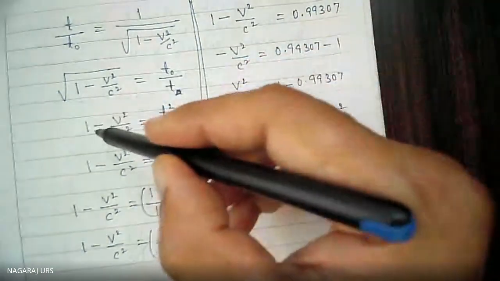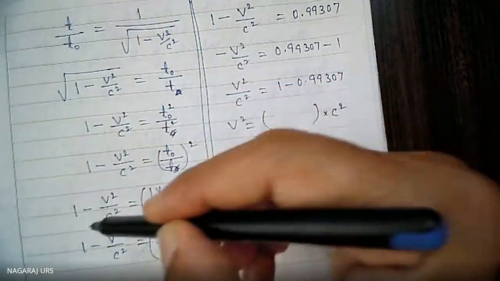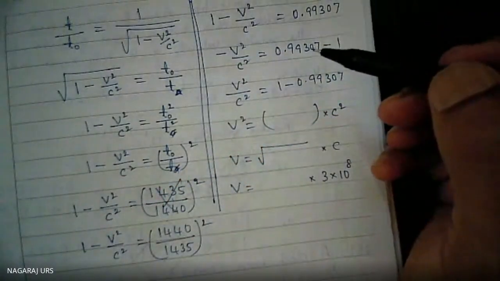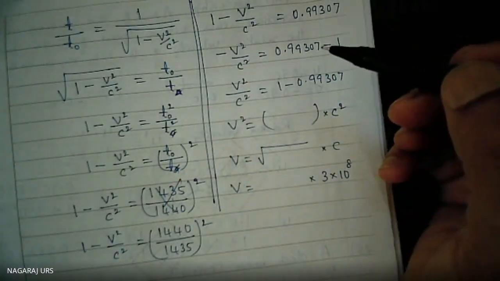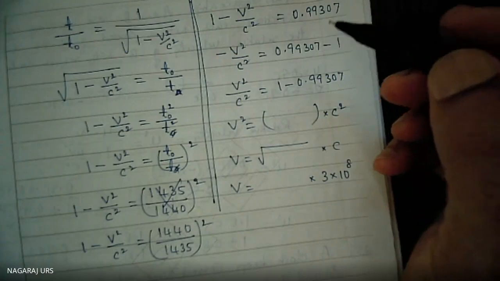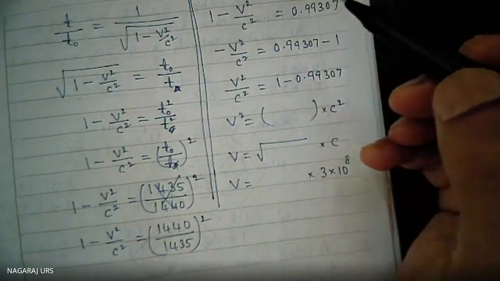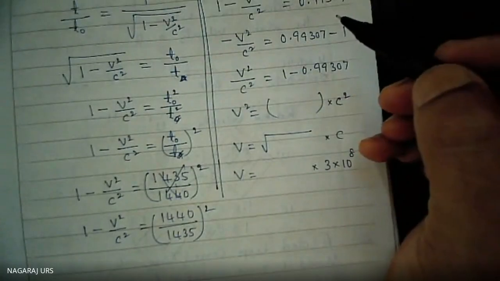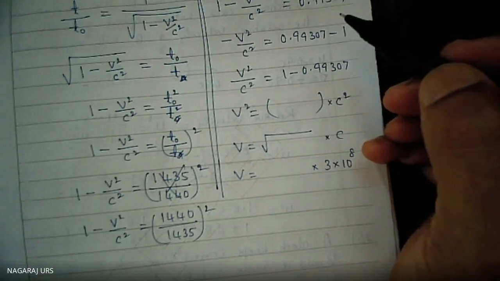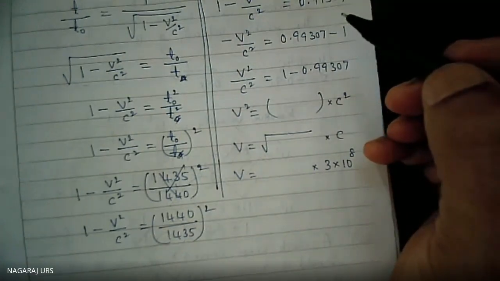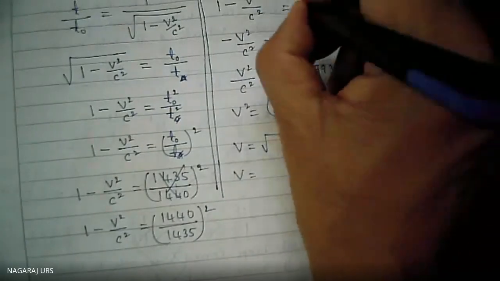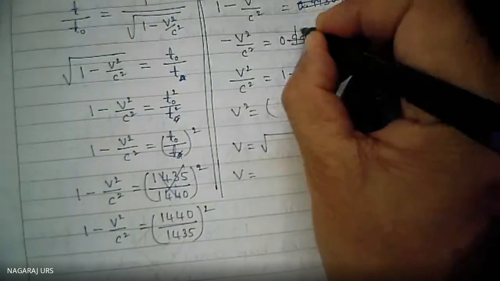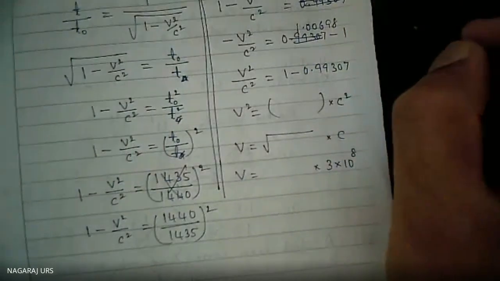Is it right now? Is it right? How much is this? 1440 divided by 1435. 1.00698. Okay. Yes, how much you are getting?